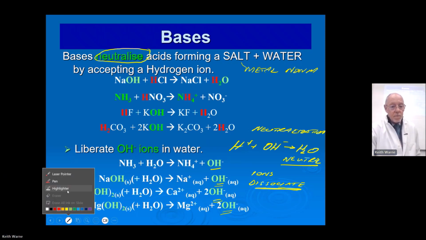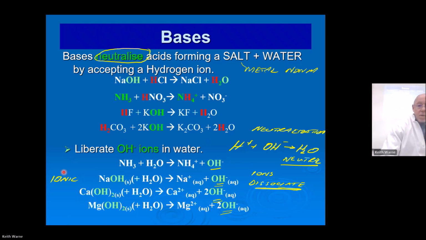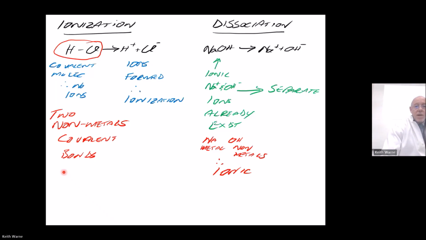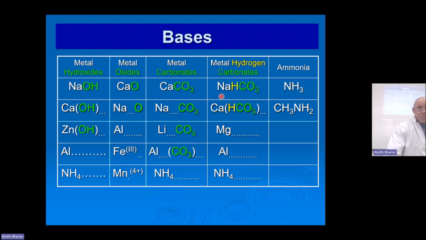So that's what I've explained on this page. Have you got this page? Okay. So on the left here, you can see I'm talking about ionization because you have a covalent molecule, no ions. I've just scribbled that with my hand. I hope you can read it. Two nonmetals, covalent bonding, but the ions are actually formed, therefore it's ionization. But with the bases, it is already ionic. The ions already exist, so they just separate. All right. Good, yes.